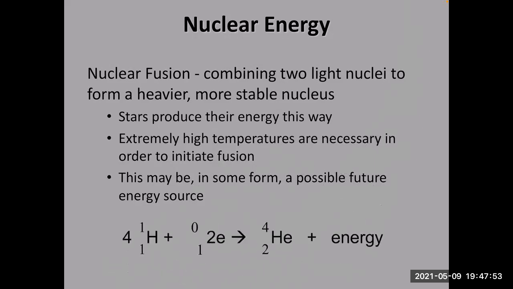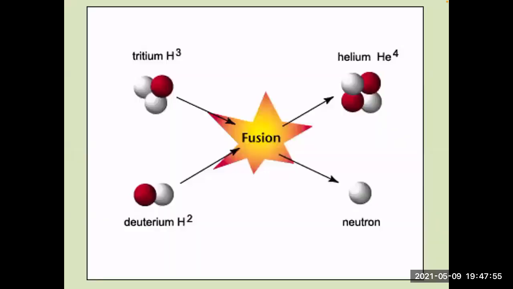So this is showing you how we can take 2 light nuclei and smash them together, essentially with a very high amount of heat, to make helium and another neutron. And that would allow a lot of energy to be used in the process. But again, we are not there yet.